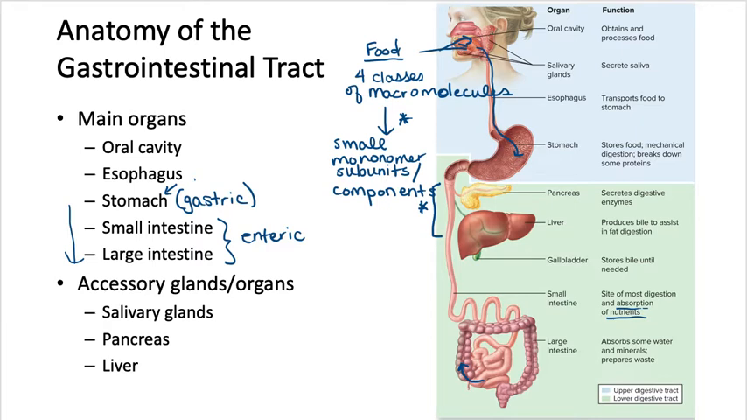The organs that are attached to the gastrointestinal tract include the salivary glands. Very few infections occur there. The pancreas, if that gets infected, it'd be called pancreatitis. And if the liver gets infected, that would be called hepatitis. So hepatic usually refers to the liver.